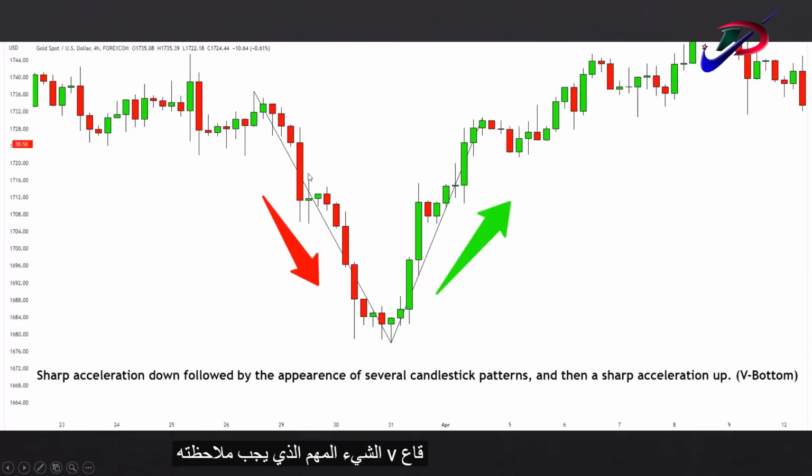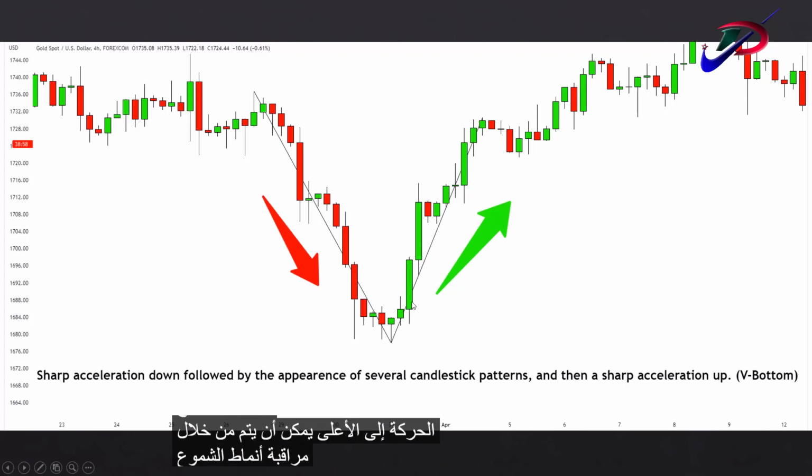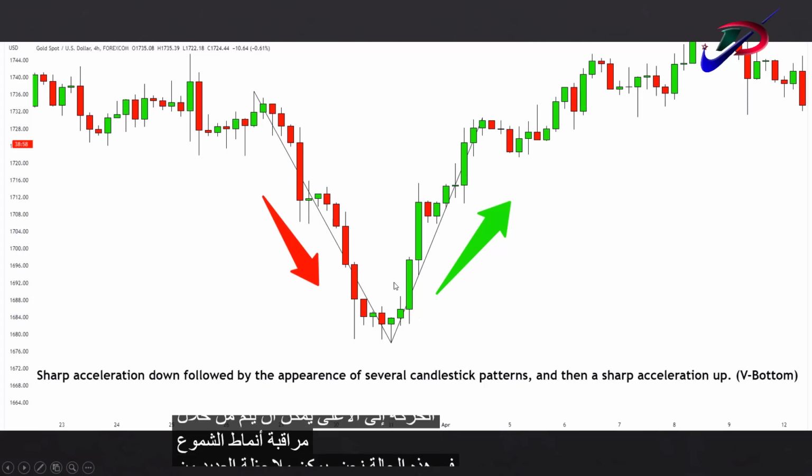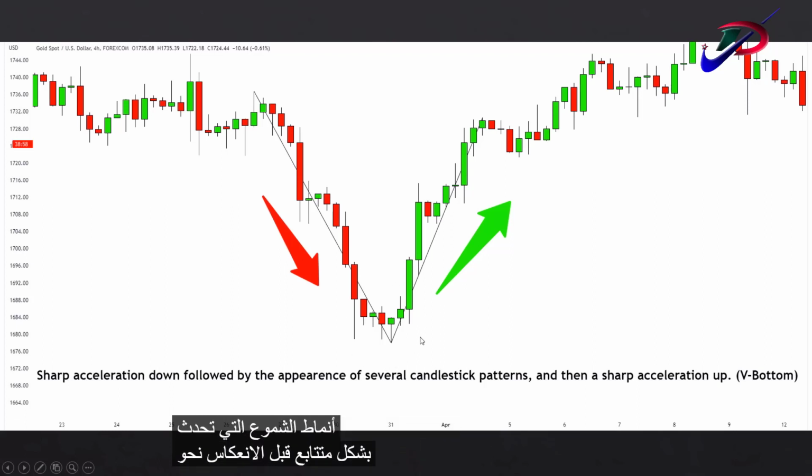The important thing to notice here is that the anticipation of the movement to the upside can be made by observing candlestick patterns. In this case, we can observe several candlestick patterns happening consecutively before the reversal to the upside, mainly inside candles and hammers.